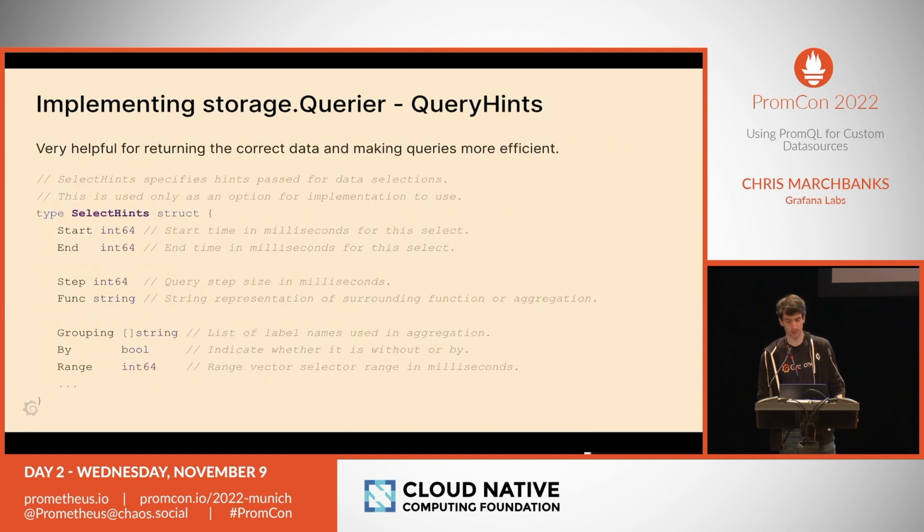So let's take a bit more of a look into, first off, select hints. These are really quite useful, and I didn't show them on the last slide, but they allow you some really fine-tuned control over making queries correct or more efficient. So these select hints come in for every select, and they contain things like the start and end if they're different from the overall query, as well as the step, which can be used for how frequently you need to look at data. The function: is this a rate or an increase or an average over time? You might want to aggregate your data differently for each of those. So this is just a really good thing to know about.